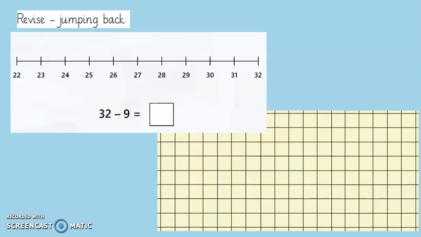Let's try that again. This time my calculation is 32 take away 9. And I just want to show you how I would go about drawing that as a number line in my book. So, just like you, I have plain squared paper here. And the first thing I'm going to do is draw a line. Now don't forget, it must be with a ruler because we want it to be super neat. I'm going to count. Well, firstly, I will copy the calculation, one number per box. 32, subtract 9.